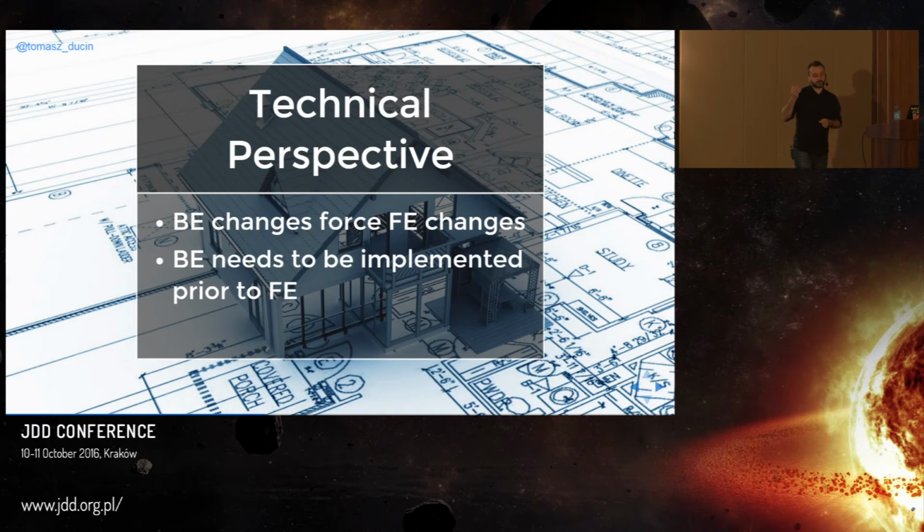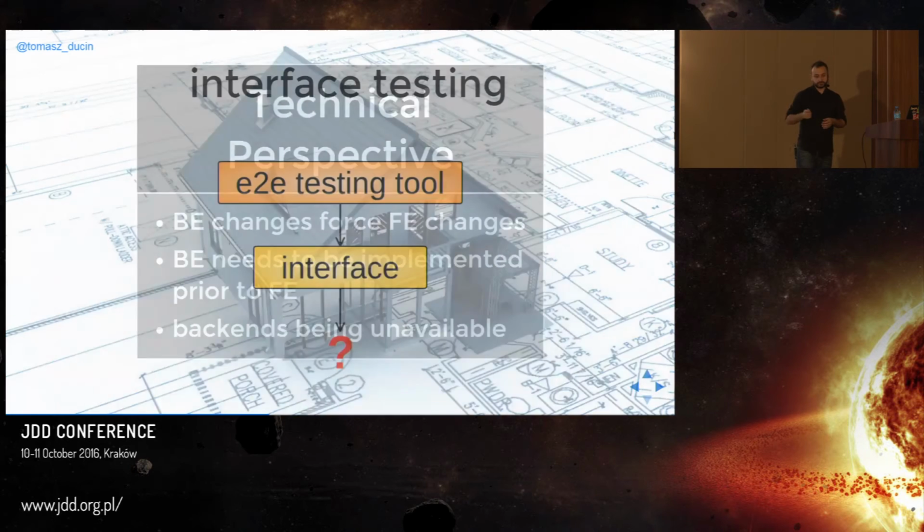The second one is that the backend needs to be implemented prior to the front end, because the front end needs to talk to something, right? It has to have some kind of response to interact with. Of course, we might put static JSONs into the front end, but then we would need to remove them. So this is not a perfect solution, right? And finally, backends being unavailable. So this is a big time loss.